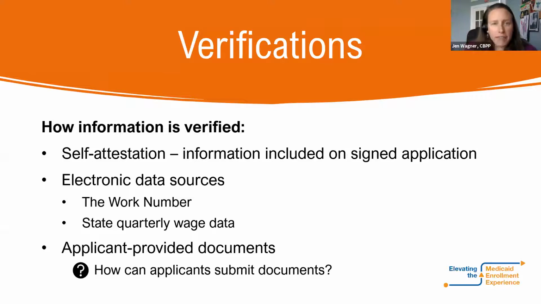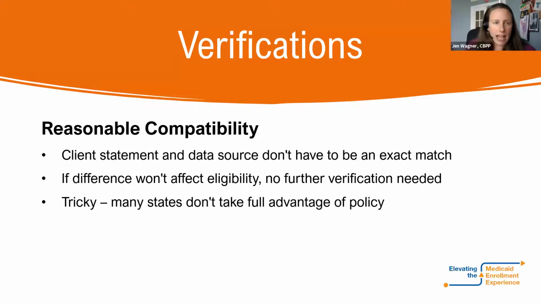So the next thing with verifications I want to flag is this policy called reasonable compatibility. And this is a policy that really should streamline the application and verification process for a lot of clients. So under reasonable compatibility, a client statement and the data source do not have to be an exact match. The good thing about Medicaid eligibility is it's primarily on or off. It doesn't really matter for most clients if your income is at 10% of the poverty level or 110% of the poverty level. You're still eligible for the same package of benefits. So if the difference between what a client puts on their application and what the data source shows doesn't affect eligibility, then no further verification should be needed.